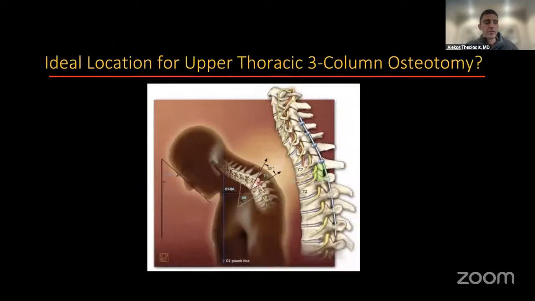Now, I won't belabor this too much because I do want to get to the cases, but just a quick overview of choosing the ideal location for an upper thoracic 3-column osteotomy. Should it be C7, T1, T2, T3, or below?